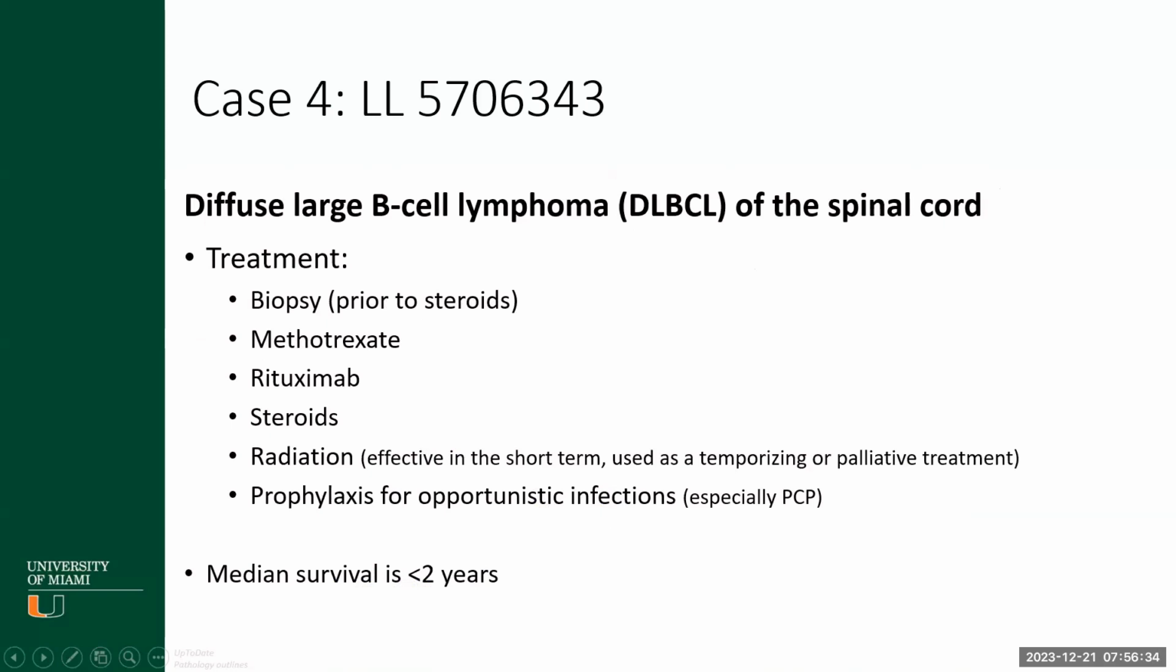Treatment, you can see here. I don't have to read it for you per se, but biopsy prior to steroids, right? In any of these lymphatic tumors, lymphomas, etc. of the CNS, giving steroids will cause your diagnostic yield of a biopsy to decrease, right? But these are the treatments for it, and unfortunately, median survival is still pretty poor, particularly in central nervous system lymphomas. And that is all I have.